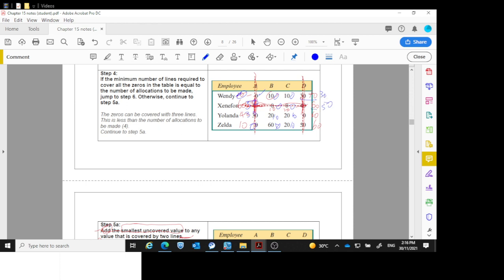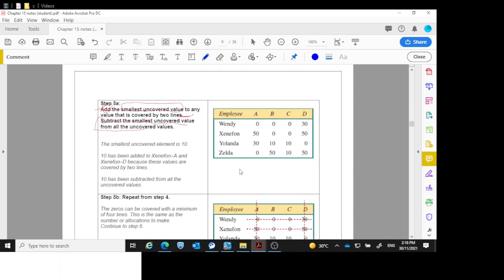Take away 10. You only take it away once. 50 and, well, that was a 10, sorry. That's a 10 there, so back to 0. So really, we can do both steps there. Or if we're smart, we can just add 10 to the one that's got two lines, and all the other covered ones we leave, and then all the uncovered ones we just take away. But it's up to you. So I end up getting this.